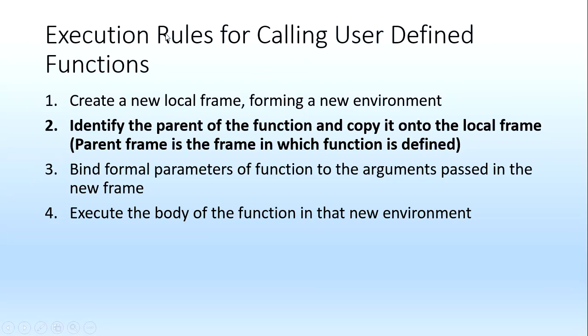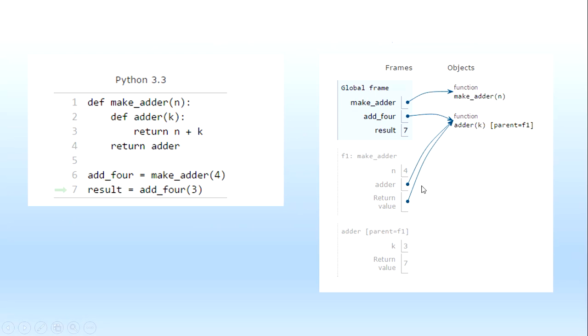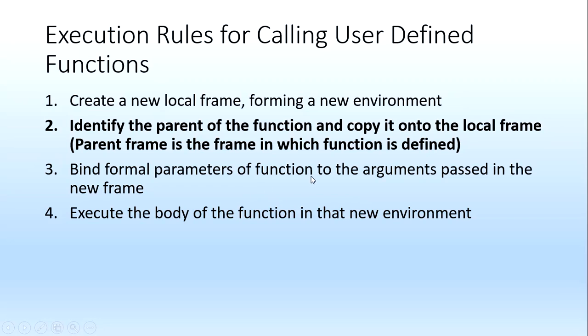So let's talk about the execution rules for calling user-defined functions now. You might have noticed that there is this parent thingy. So why is adder's parent frame 1? Well, the definition of a parent frame is the frame in which the function was defined. So let's talk about how that changes the execution rules for calling user-defined functions. As always, we first create a local frame, forming a new environment. And then now what we do is we identify the parent of that function and copy it onto the local frame. And the parent frame is, again, the frame in which the function is defined.